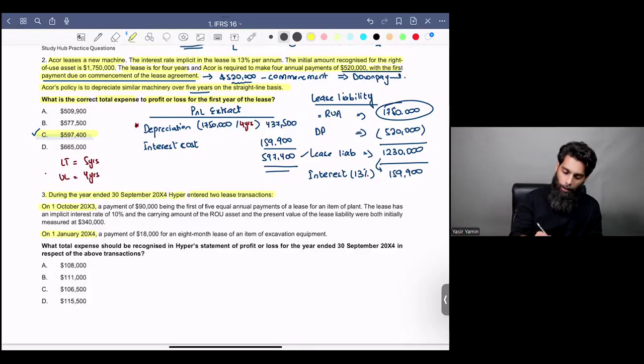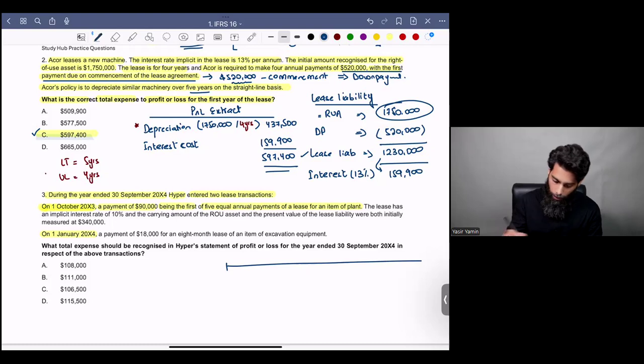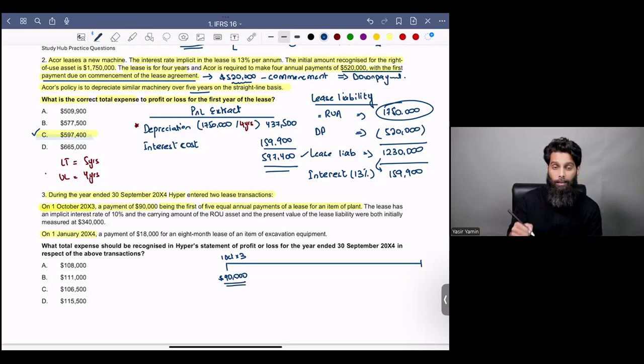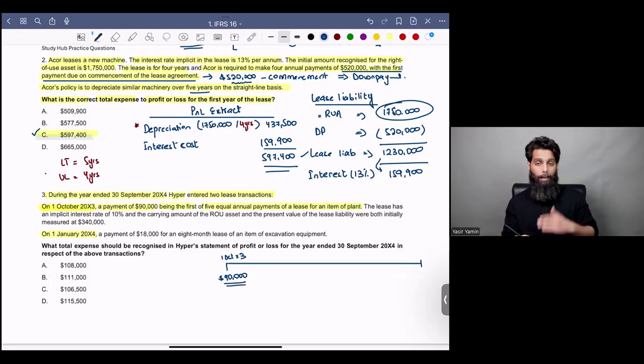All right. Now, examiner says on 1st of October 20X3, a payment of $90,000 being the first of 5 equal annual payments of a lease for an item of plant. So examiner is saying we made an initial payment on 1st October X3 of $90,000. Can anybody tell me what does this $90,000 payment at the start of the lease represent? What is this?